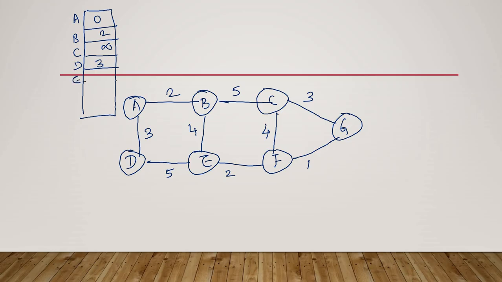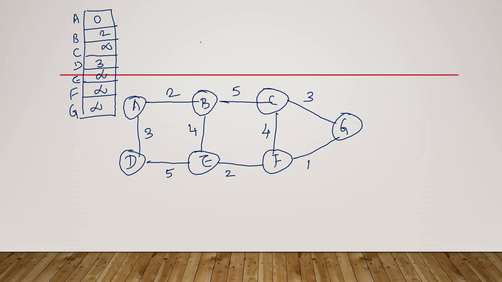A to E, similarly either through D we can travel or through B we can travel. But as of now we don't know what the distance to E is. So it's infinite. F, same, it's infinite, and G is also infinite. So like this, similarly, we need to find for all the other nodes.